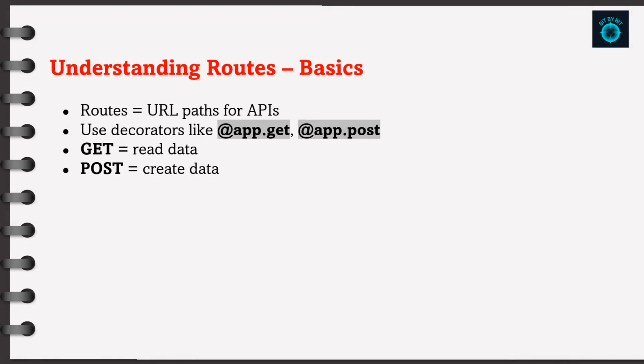Understanding routes basics. In FastAPI, a route defines how your application responds to different requests. Routes are linked to URL paths. For example, /hello is one route. We use decorators to define routes. The most common ones are @app.get and @app.post. The get method is used to read data, for example, fetching information from the server. The post method is used to create data, such as sending a new record to the server.